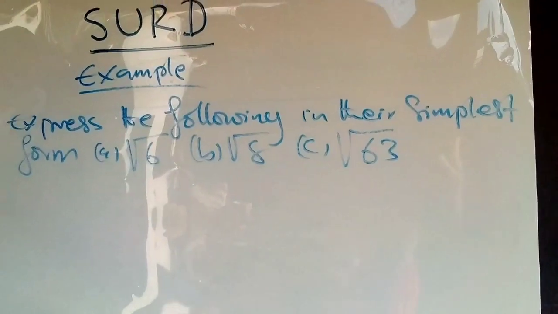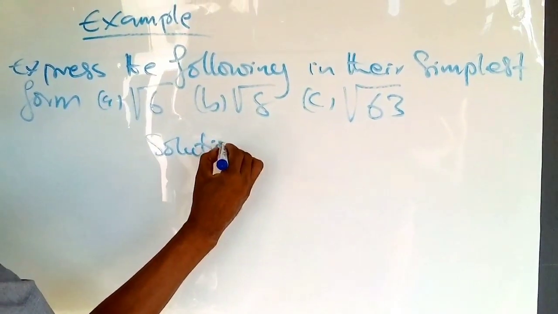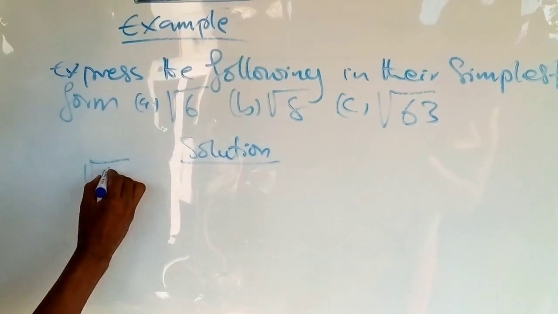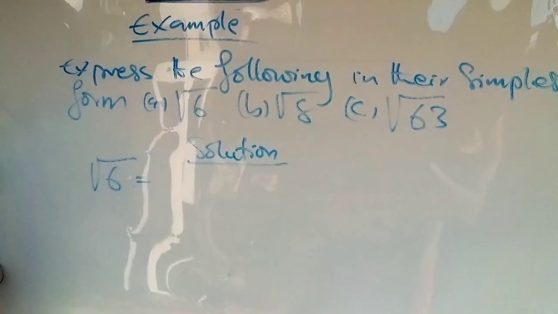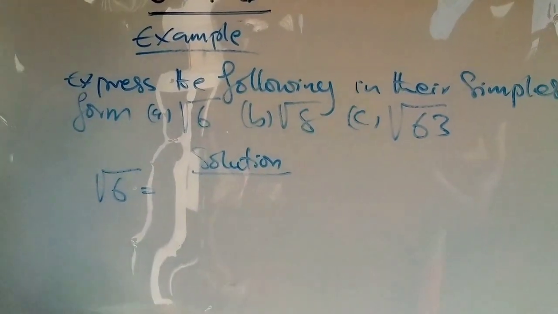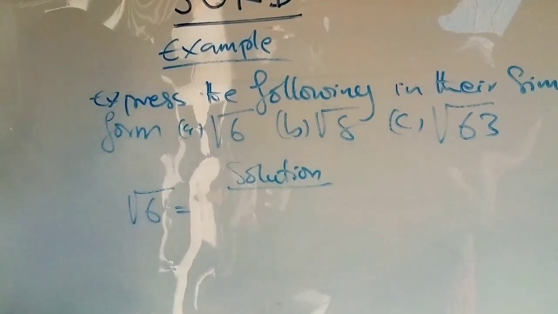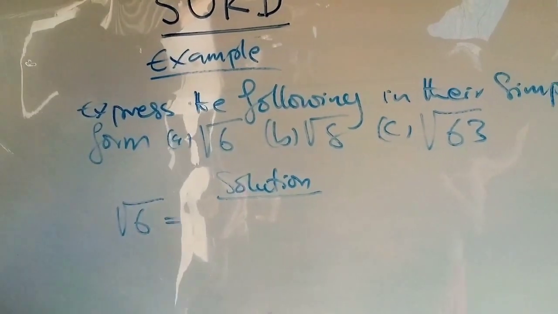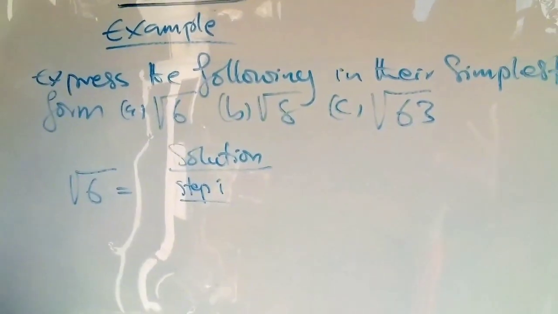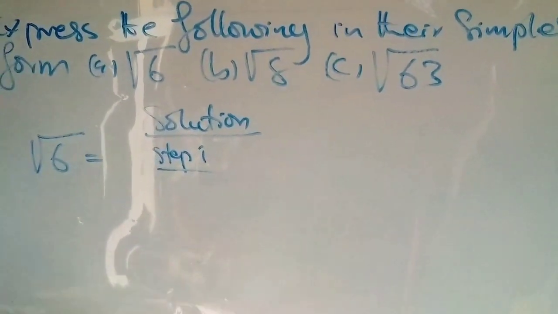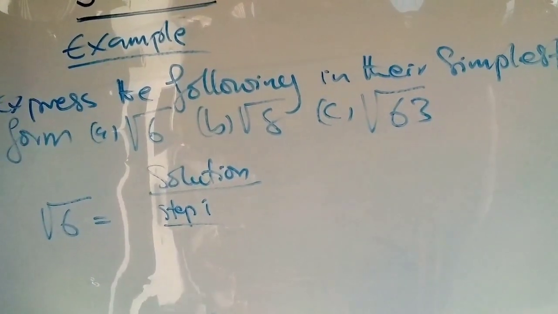Let's try this first because we are still learning. We are still at the basic level. Let me solve A and see whether it is possible. Square root of 6. Now, if you look at root 6, how do you know whether it can be simplified further as a surd? There are simple procedures which you must follow as a learner. Step 1. What are the factors of 6? As a math student, ask yourself, what are the factors of 6?